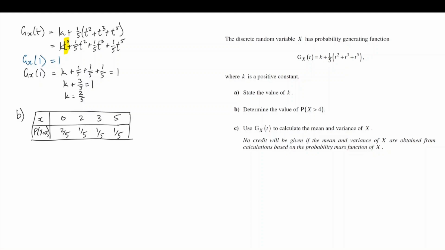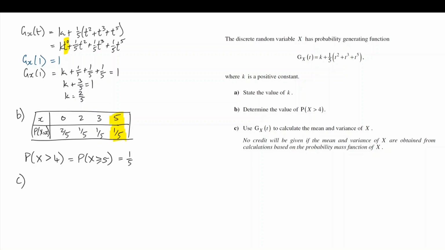Okay, let's go back to our question. The probability x is greater than 4. Well, we want an equals sign in there, so the probability x is greater than or equal to 5. This is the only outcome that satisfies that, so we have an answer of 1/5.